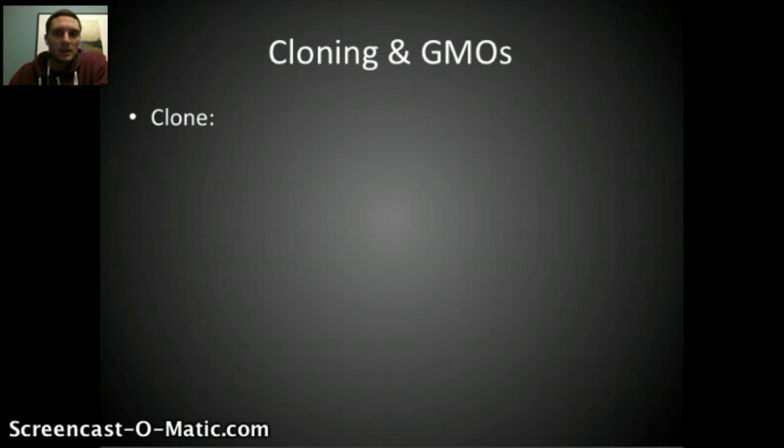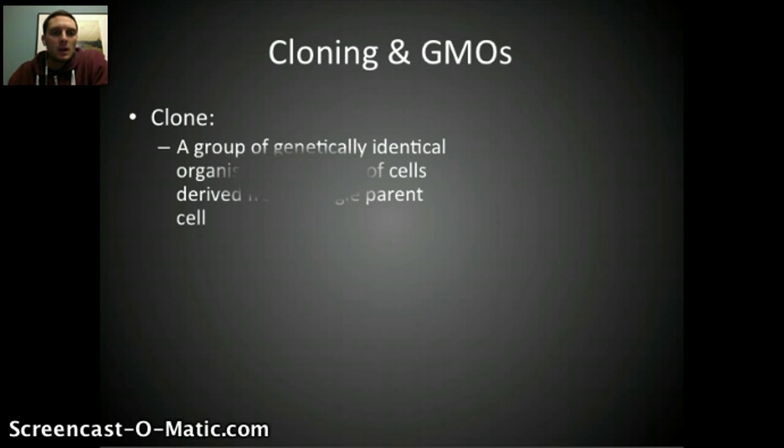So to start out, we want to get a definition of what a clone is, what makes something a clone. And a clone is a group of genetically identical organisms, or a group of cells derived from a single parent cell. And if you think about that definition, that really can apply to identical twins, because identical twins start from a single fertilized egg cell, and that egg cell splits into two separate cells.